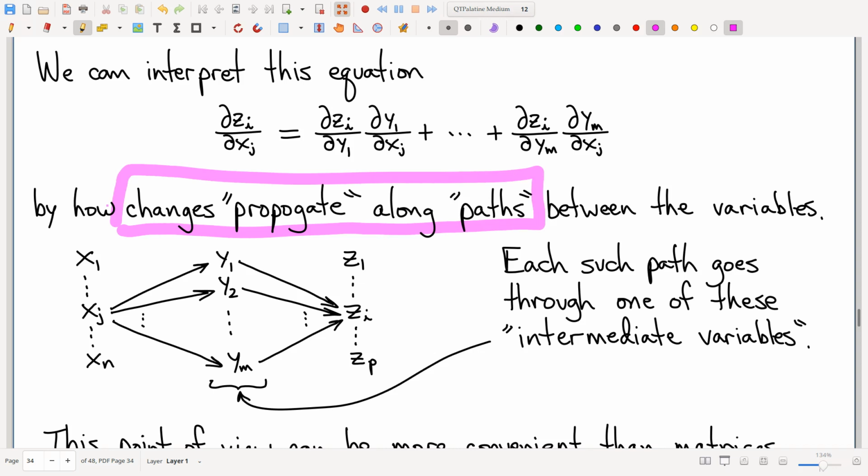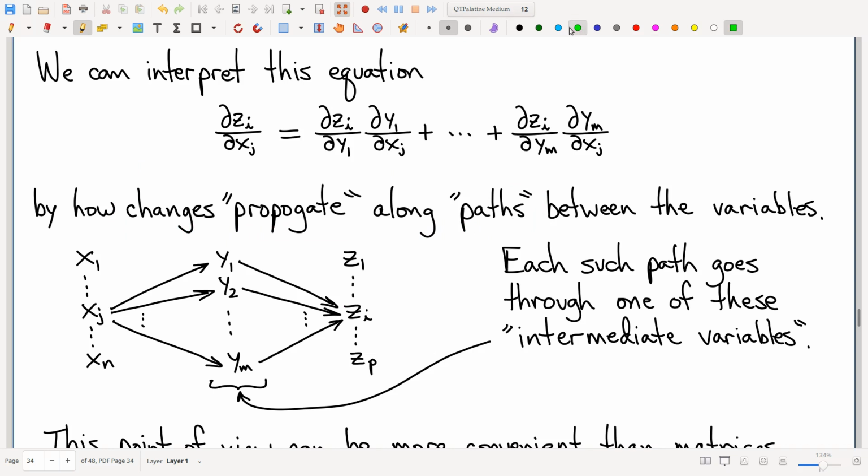So let's think about this scenario where I'm interested in the partial of zi with respect to xj. Here's xj. Here's zi. Those are the things that I'm interested in ultimately. Partial derivative means that all of this stays constant. All of this stays constant. So what happens? Right? If I start changing xj, what happens? And there's actually a bunch of things that happen.